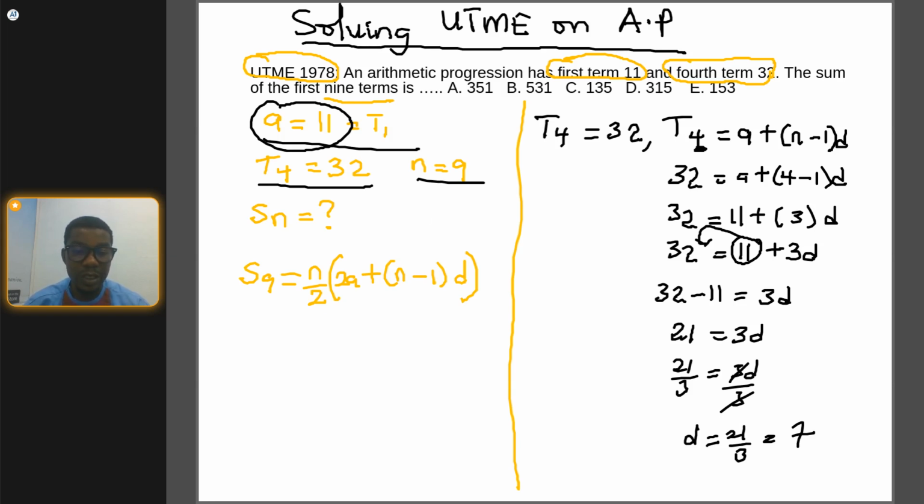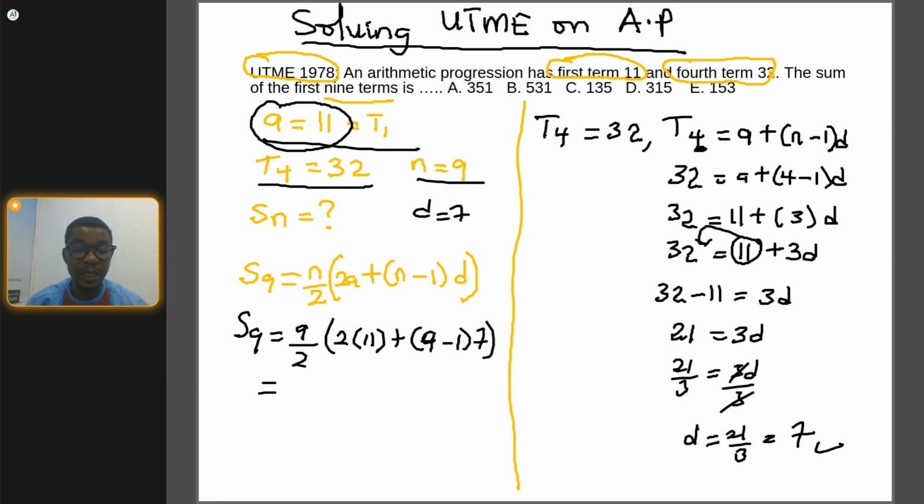Because we have gotten D to be equal to 7, now we have S9, where n is 9. That's 9 over 2, open bracket, 2 times A, which is 11, close bracket, plus open bracket, 9 minus 1, times D, which was calculated to be 7, close bracket.